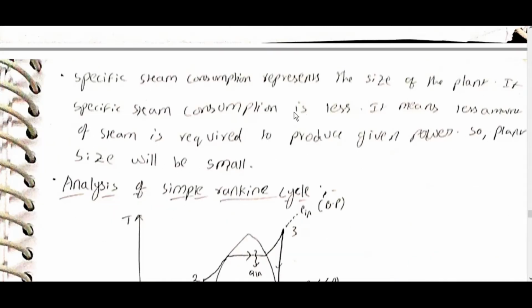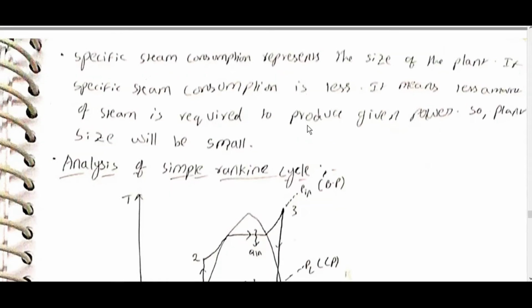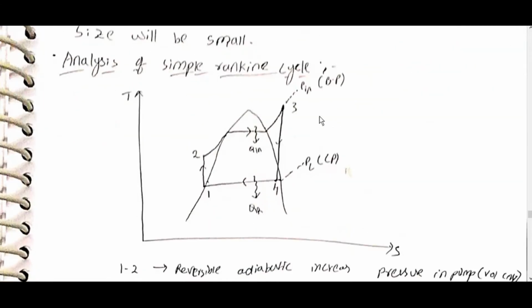Specific steam consumption represents the size of the power plant. If specific steam consumption is less, it means less amount of steam is required to produce a given power. So the plant size is small.